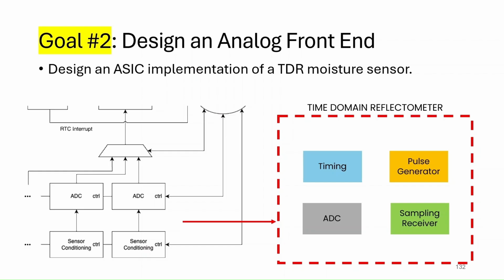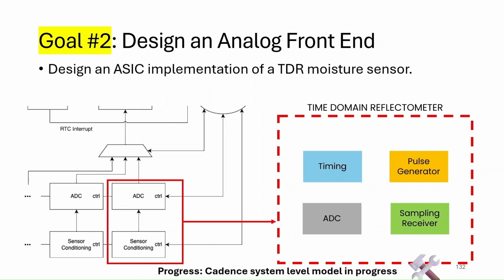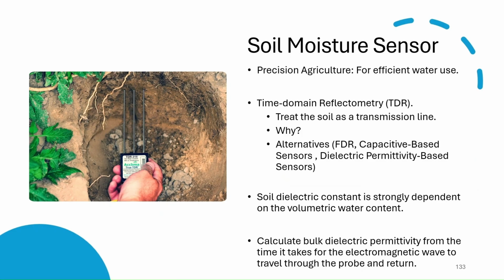Okay, going through the second goal. This one is the analog part, the analog front end. This is a little diagram of our analog front end. Design an ASIC implementation for the TDR master sensor. And we are working right now on a full simulation of the TDR in Cadence that we are going to start with later. Okay, at the beginning of this project, we started with multiple sensors: temperature sensor, soil pH, compact salinity, many sensors that are used in agriculture. But we decided to focus only on one, that is the TDR sensor, time domain reflectometry.